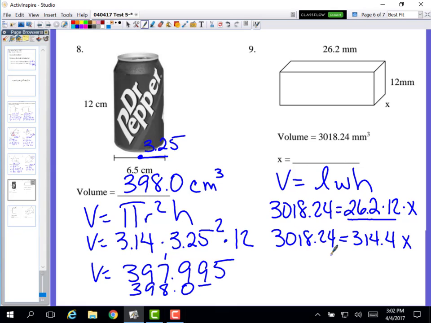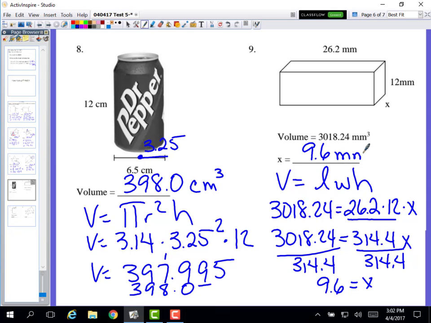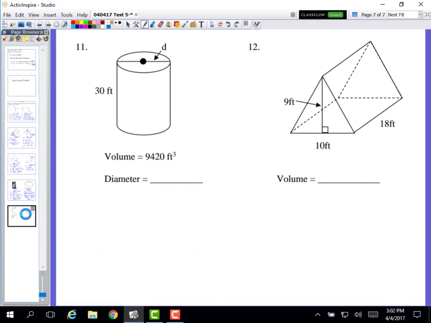That's equal to 3,018.24. So to solve for x, I divide both sides by 314.4, and you end up with x equaling 9.6. So x is equal to 9.6 millimeters, and it is just single millimeters because it is a single dimension. Okay. And that sets us up for number 11.